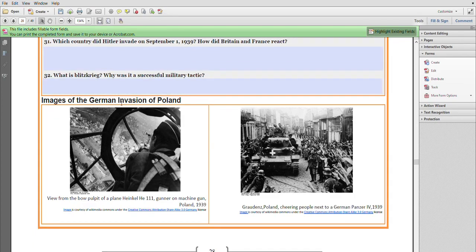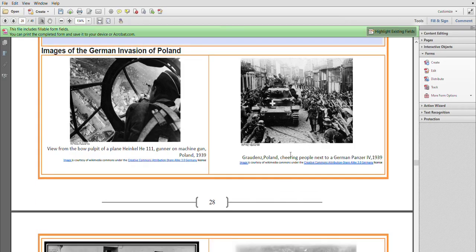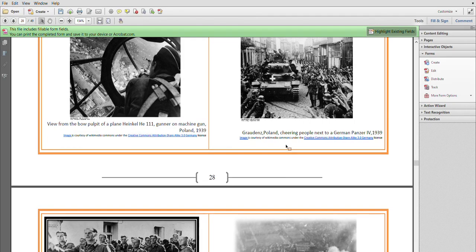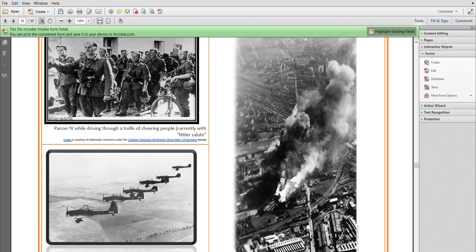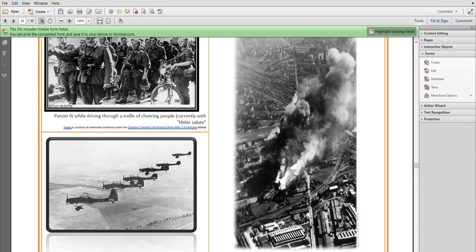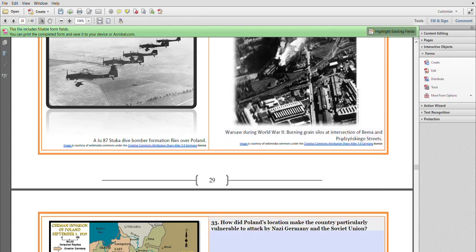Under here you have images of the German invasion of Poland. This is an image from an aircraft. You can see, let's see what kind of airplane it was. The bow pulpit of a Heinkel He 111, and he's a machine gunner. Here you see the tanks coming through the streets and cheering people. This is the evidence of the bombing. You can see the buildings on fire here. Here's fighter planes flying in formation, soldiers from the Panzer Division.